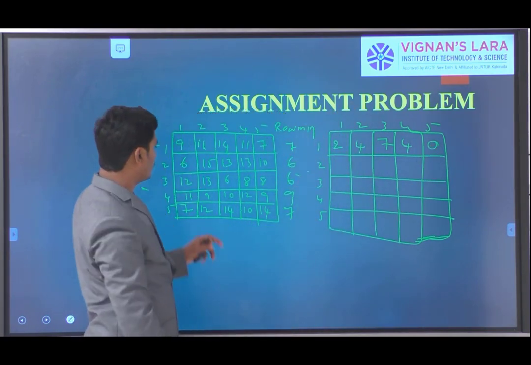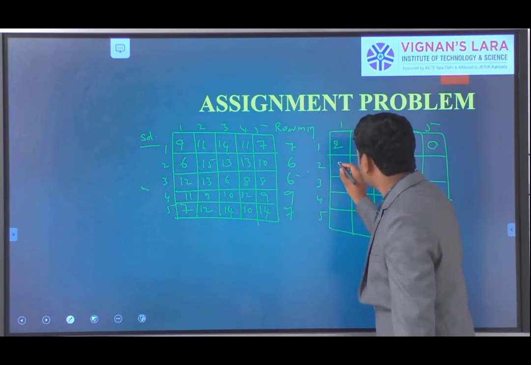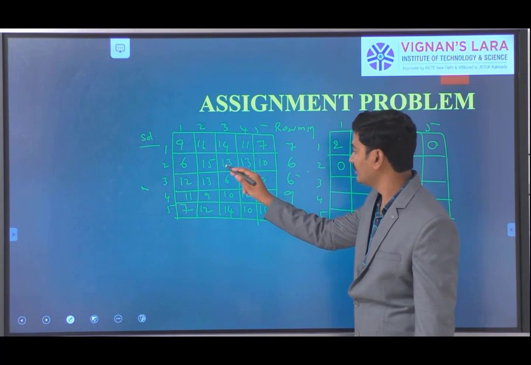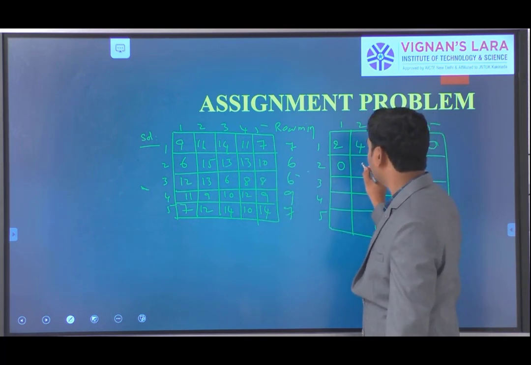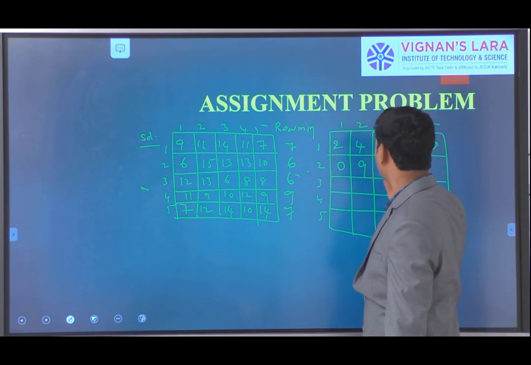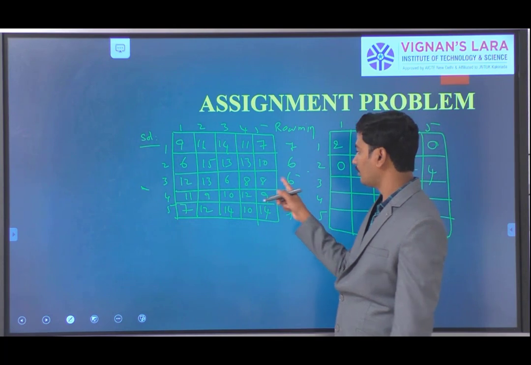Next we go to the second row. 6 minus 6, 0. 15 minus 6, what is 15 minus 6? 9. 13 minus 6, 7. Next coming to the third row.